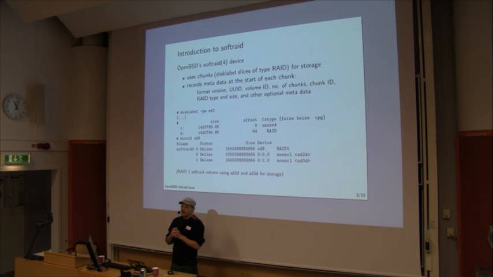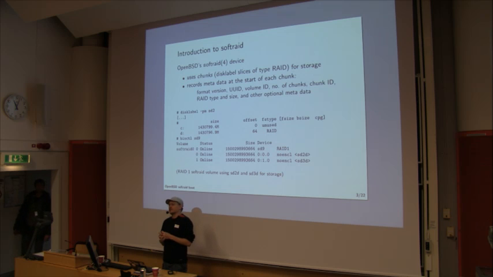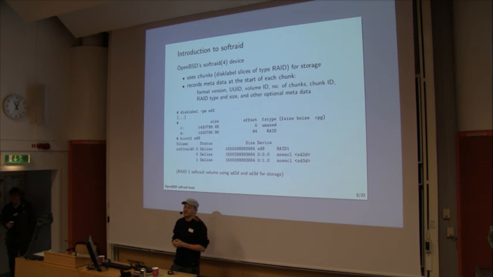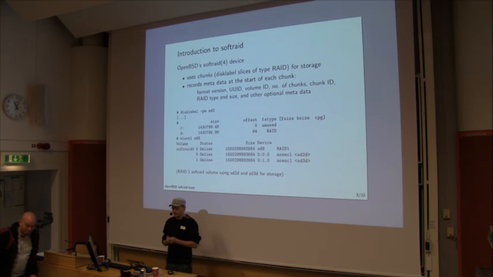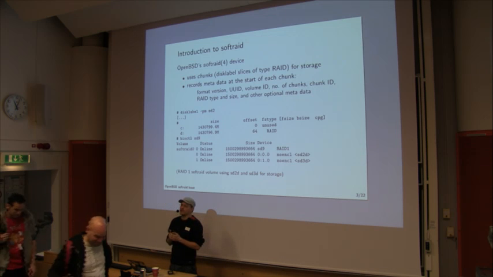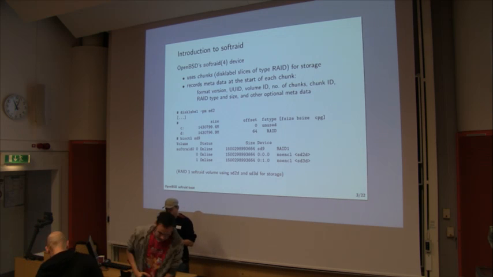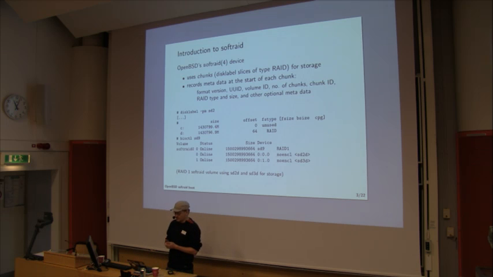So the underlying storage that soft RAID is using is modeled as disk slices from the disk label. So any partition you can put anywhere on any disk can be part of a soft RAID volume. And each chunk has a bit of metadata at the start to describe which soft RAID volume it's part of and what RAID type it is, what the size is, etc.